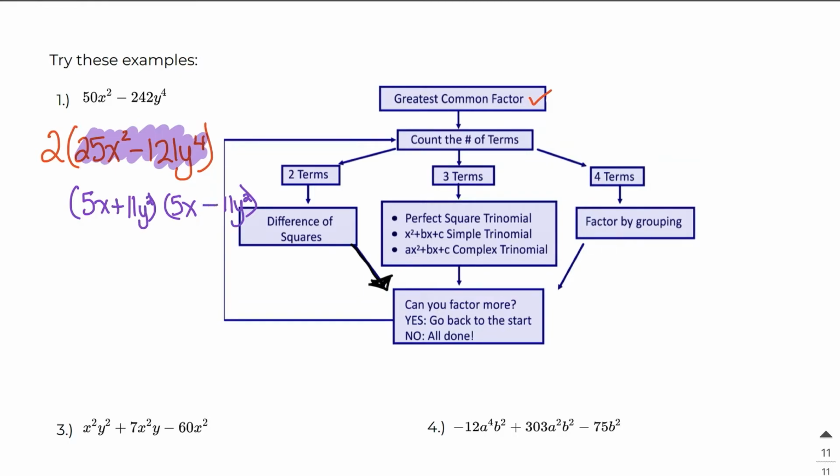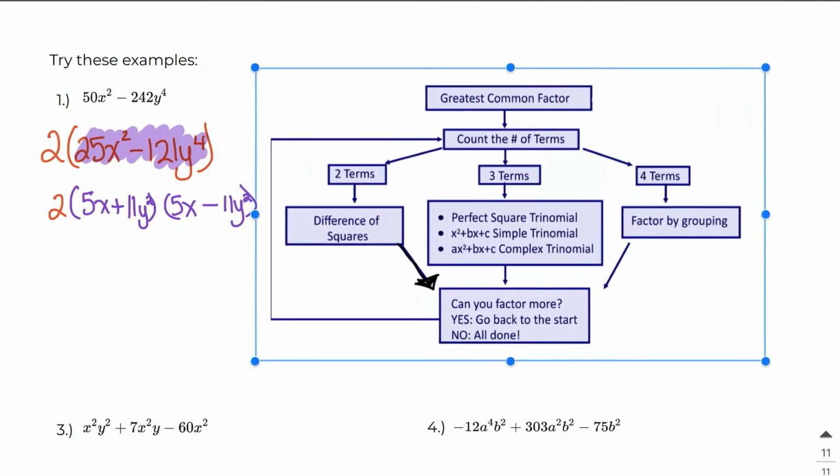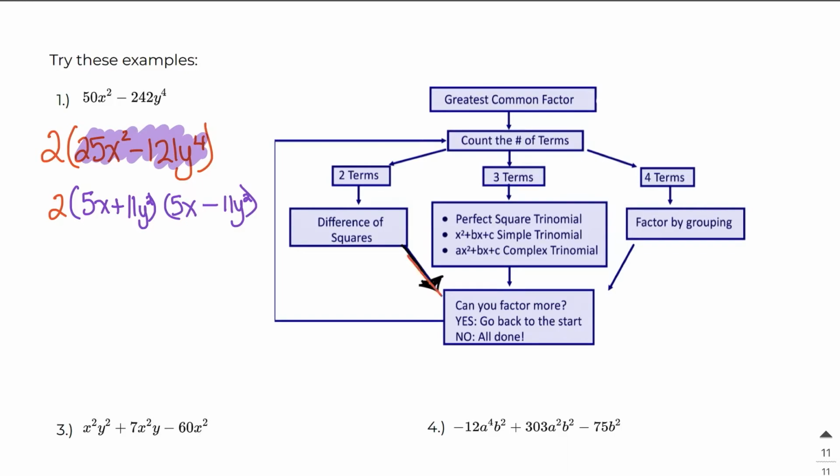And then I'm going to have a plus sign and a minus sign. And then I'm just going to copy this 2 down right here. Okay, cool. Then we look right here and we say, can you factor this anymore? So let's go back to the start and see if there's anything in common.